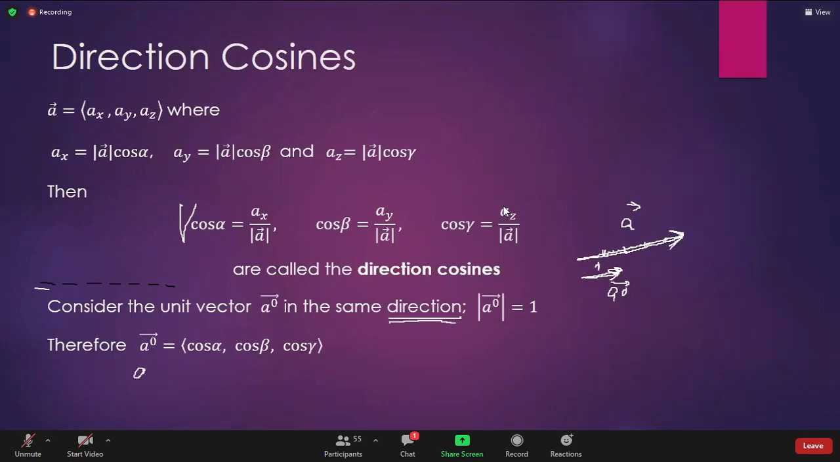The vector A itself will have coordinates: the magnitude of A times cosine alpha, the magnitude times cosine beta, and the magnitude times cosine gamma. So the coordinates of the full vector are these numbers. But if we only take the unit vector, which is shorter, we only have those cosines. The cosines are the coordinates of the unit vector.